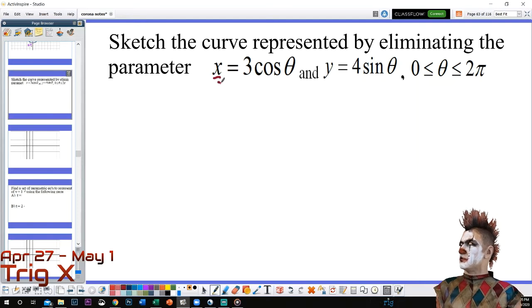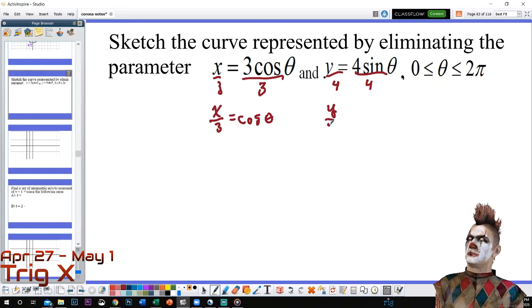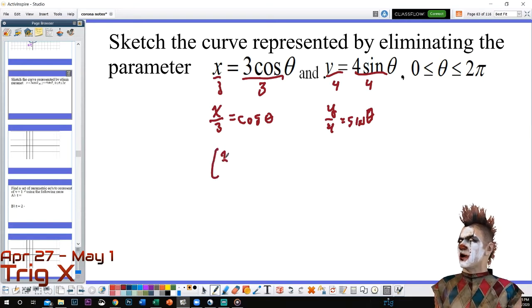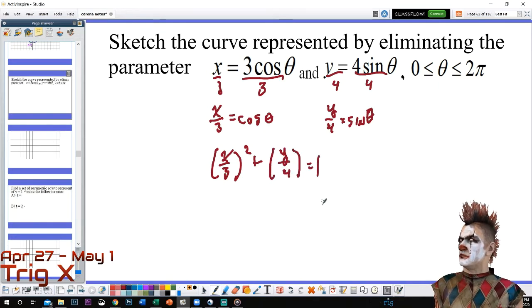Okay, my hope is that you've divided both of these by 3 and both of these by 4. On the side, you got x over 3 equals cosine of theta. Here you got y over 4 equals sine of theta. You remember that cosine squared plus sine squared equals 1. Then you simplify. This is x squared over 9 plus y squared over 16 equals 1.